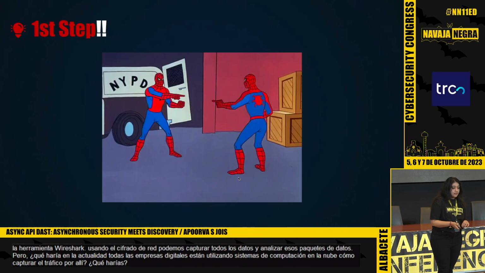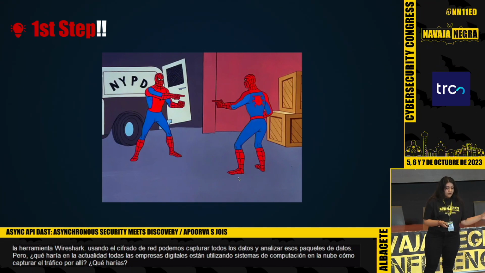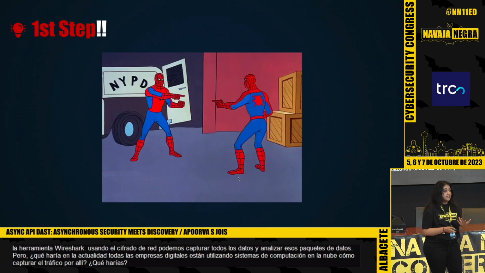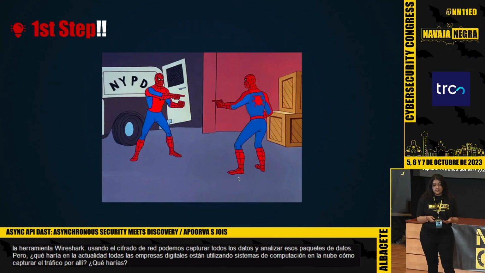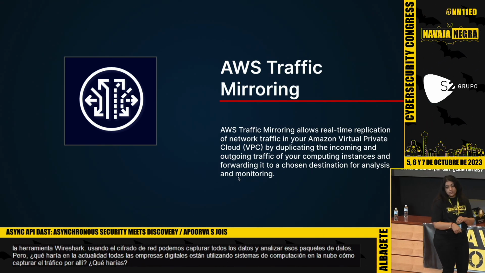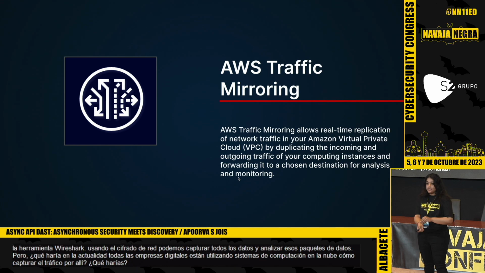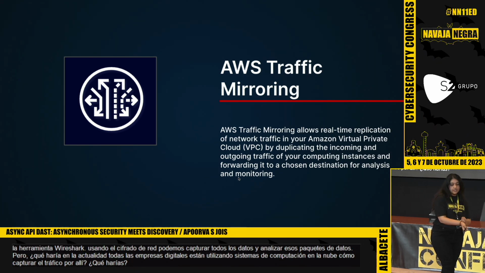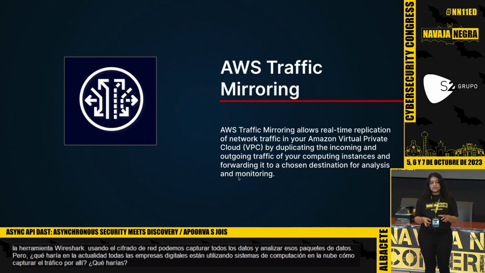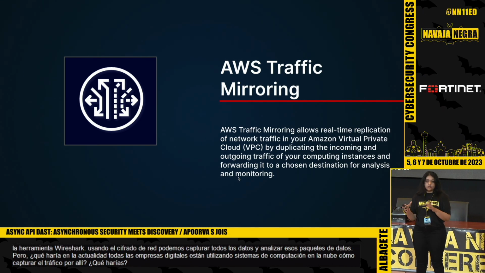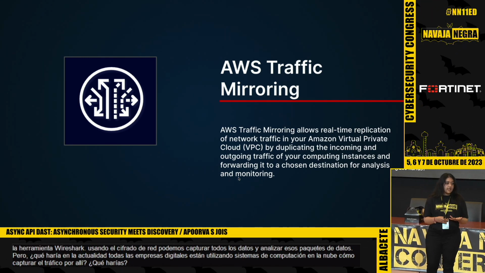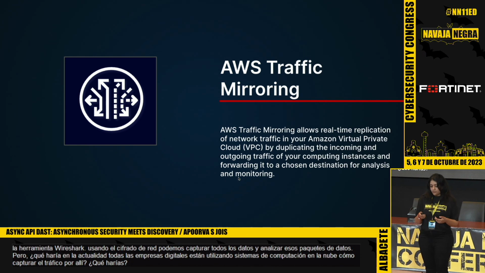So at that time, the first step was mirroring, simple logic as mirroring. That is AWS Traffic Mirroring. AWS released a feature called AWS Traffic Mirroring, which helps us get real-time traffic replication, where we can duplicate the data from a source to the destination. It is very easy, and the documentation for it is pretty straightforward.